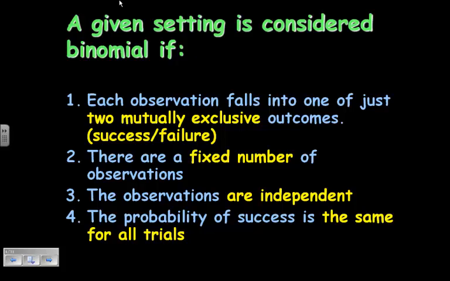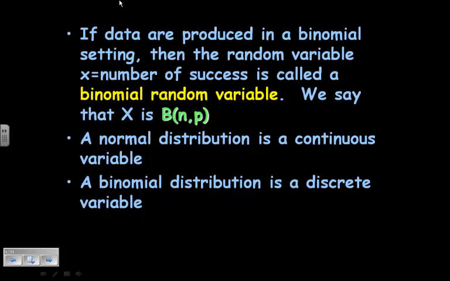So you have to ask yourself, does it meet these 4 criteria? And if it does, then you can use a binomial setting and you can use the procedure that I'm going to show you. If it does not, then we have to do something different. And we haven't learned the something different yet, but we'll get there. Couple of notational things. If data are produced in a binomial setting, so it meets those 4 criteria that we just talked about, we call the random variable, x is the number of success, a binomial random variable. And we say that x has the binomial distribution, n is the number, and p is the probability. That is the notation that we use in statistics, so you want to make a note of that because that's what we want to refer to.